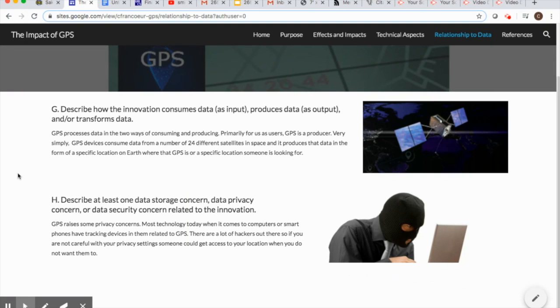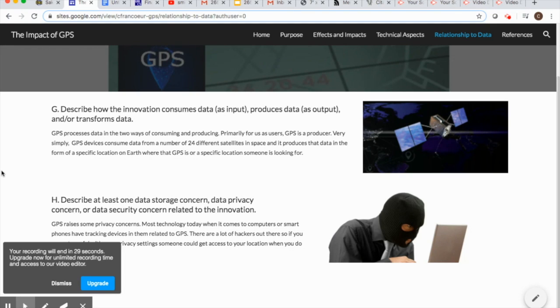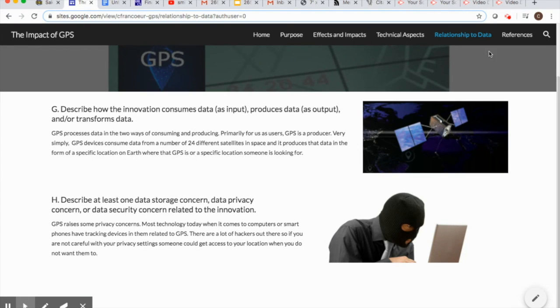Describe at least one data storage concern, data privacy concern, or data security concern related to the innovation. GPS does raise some privacy concerns. There's a lot of hackers out there today, so if you're not careful with your privacy settings, someone could get access to your location when you don't want them to, and that could just lead to further problems.